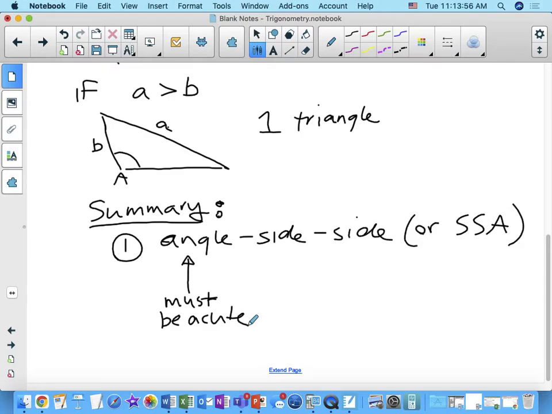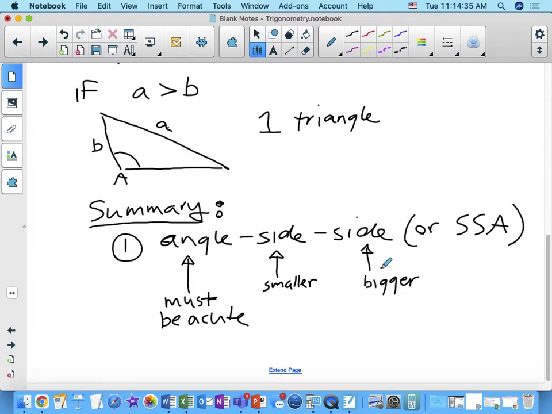What about the two sides? Does it matter if one's bigger than the other? Does that matter at all? Yeah. Which of the two sides has to be bigger? The last one. Yes. This one must be smaller, and this one must be bigger. This is what you're looking for if you have an ambiguous case of the sine law.